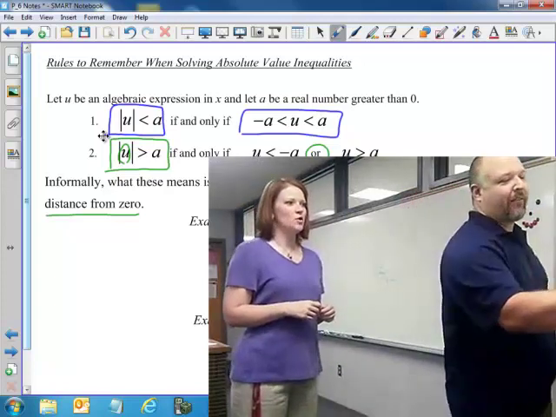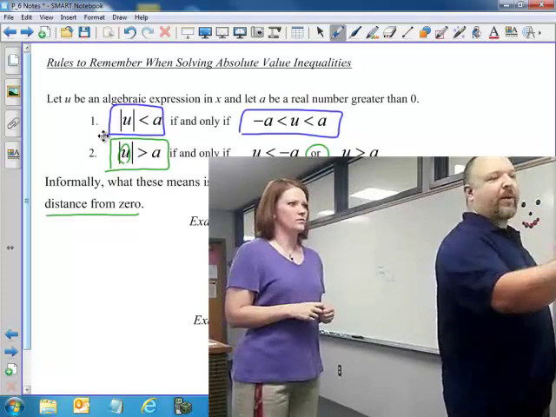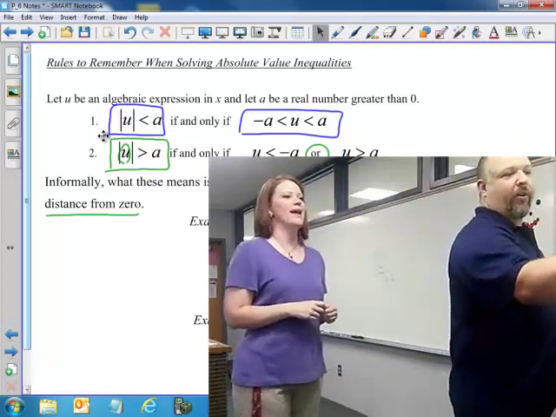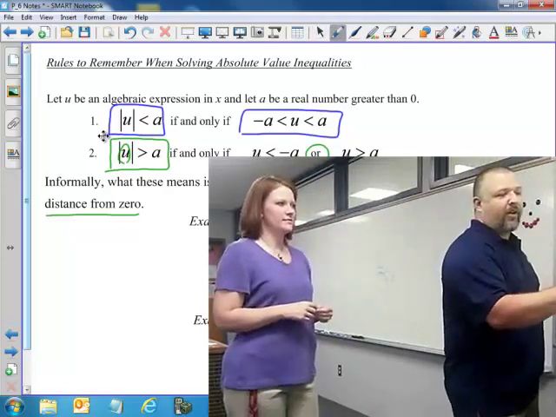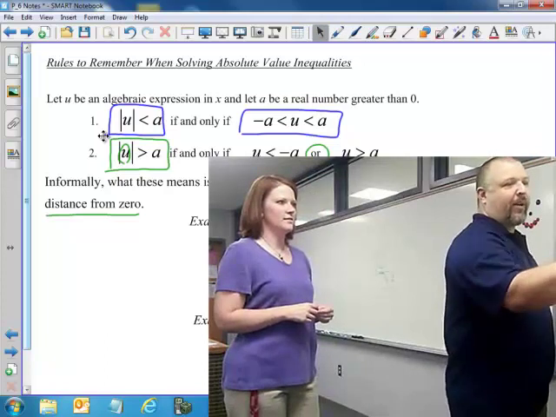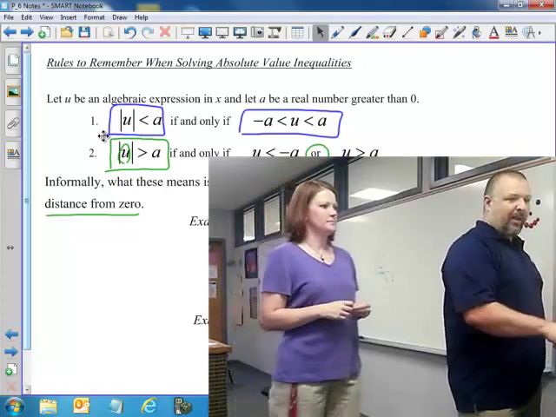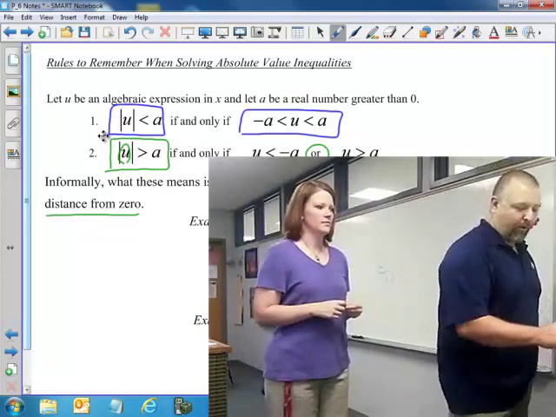So where are you allowed to live? You could be at 5, but then you have to be more than 5 spaces from 0. So you're allowed to live anywhere out to the right of 5, over on this side. Or you could live to the left of 0, and you would have to live over here. So your living space is going to be this direction or that direction only.